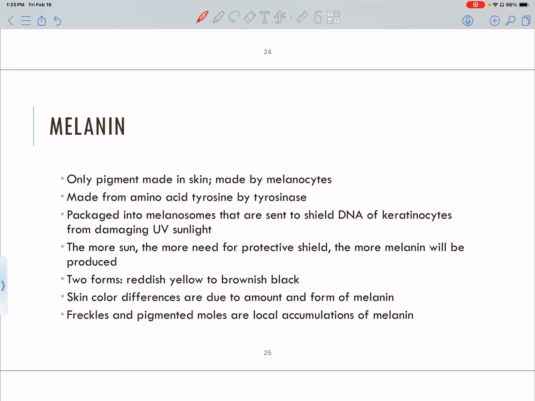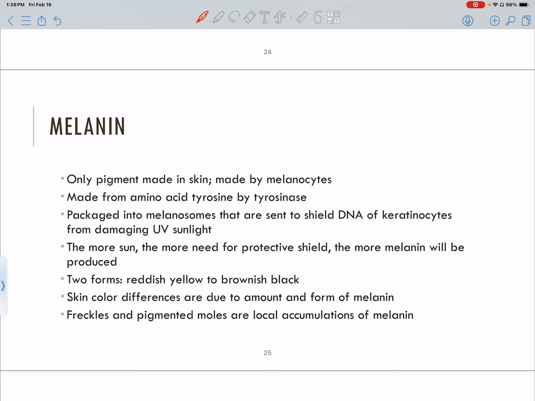The more sun we're exposed to, the more melanin that'll be produced. It is a dark pigment, so that's why we appear tanner if we go out into the sun. Our body's producing more melanin to help protect us against the UV radiation. There are two different forms, so there's a reddish yellow form, and then it varies along a color spectrum until we hit brownish black. So the type and the color of melanin that our melanocytes produce is going to help determine our skin color as well.